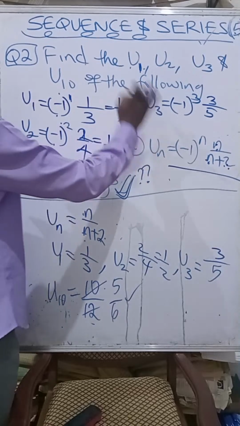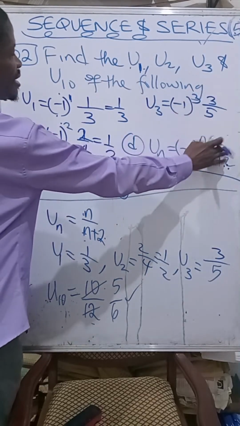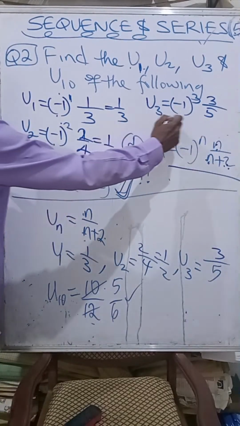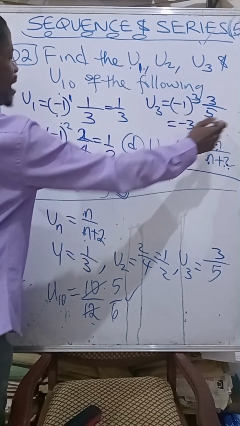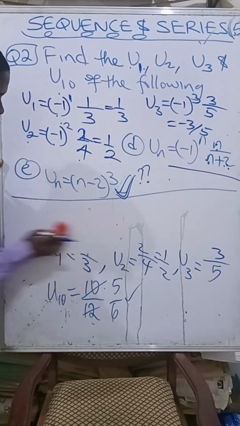For u3, n is 3. Do that here. Minus 1 to the power 3. And then 3 here, 3 here. So making 3 over 5. So the final conclusion is minus 3 over 5. So that's that on that solution.